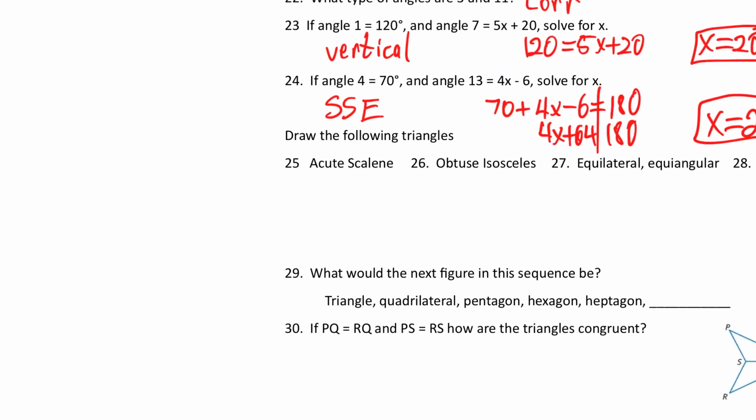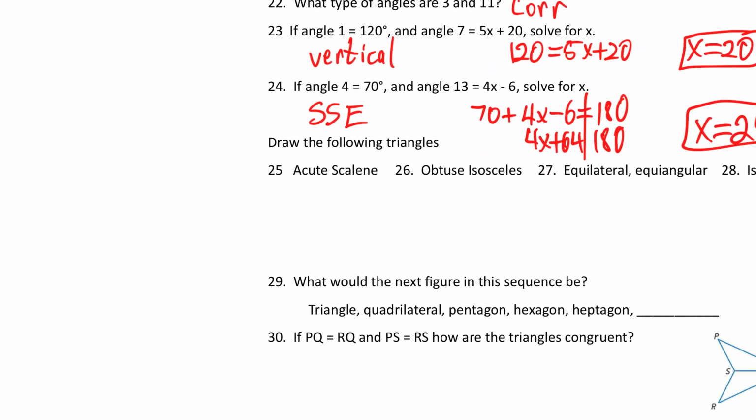Okay, this says draw them, but really drawing them doesn't help much because it's easy to mess this up. But what does an acute triangle mean? It means all angles are acute. What does scalene mean? It means no sides are congruent. That one's kind of hard to draw, so I just want to do that.